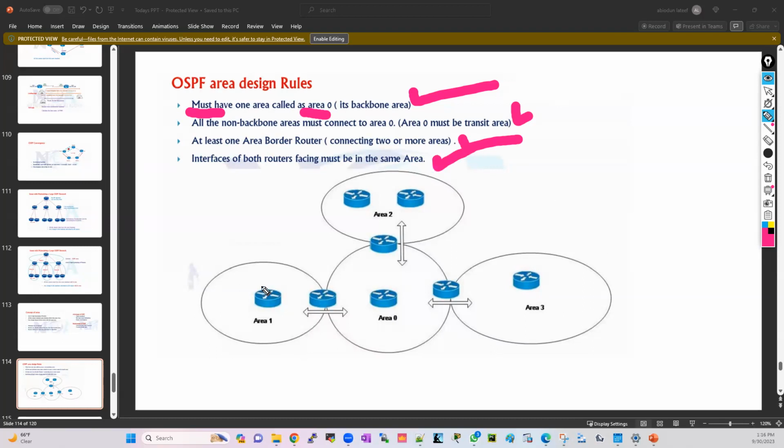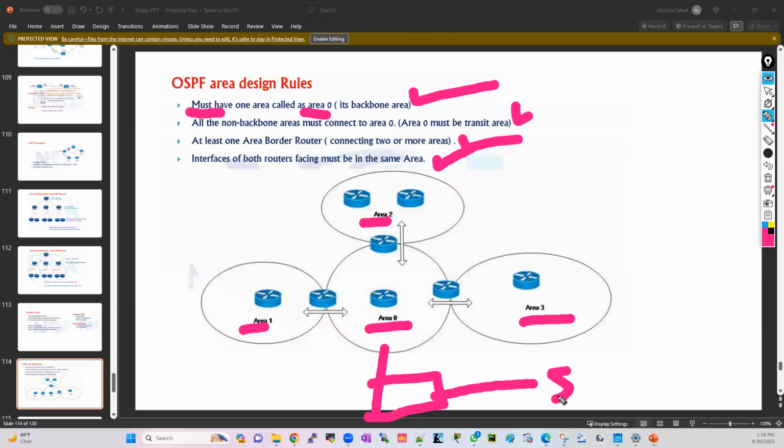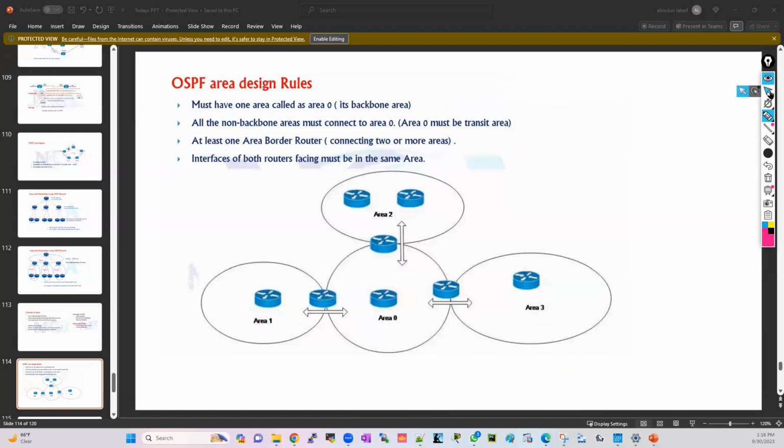If you look at this topology, we have area 0, area 1, area 2, area 3. They all connect to area 0. And what this means is that area 0 must be the transit. That is, if we are connected to an ISP, for example, area 0 will be the one that we send to the ISP. So when traffic is coming in, area 0 will know where to send the traffic to. I hope it's clear. Yes, sir. Okay, let's move on.